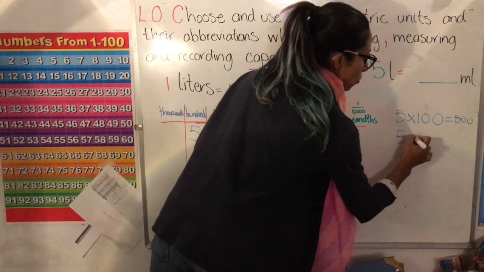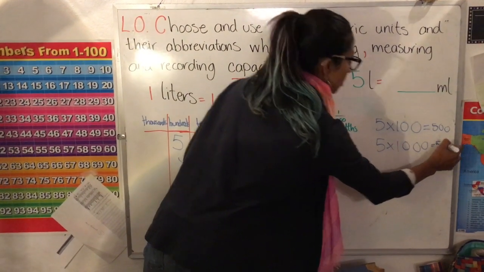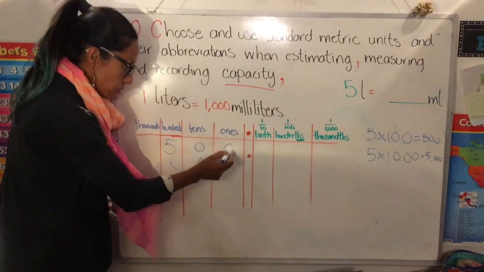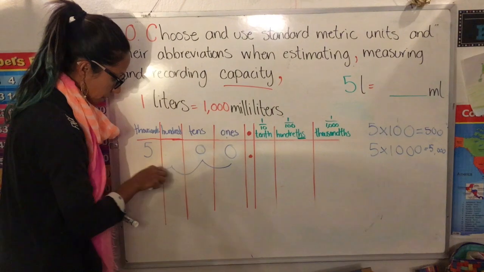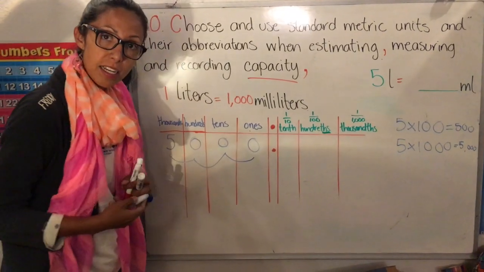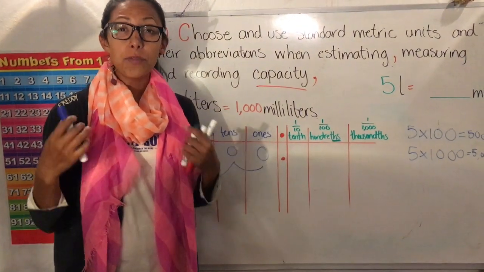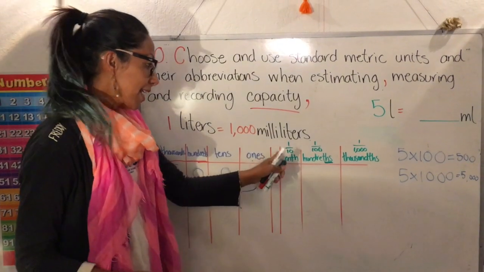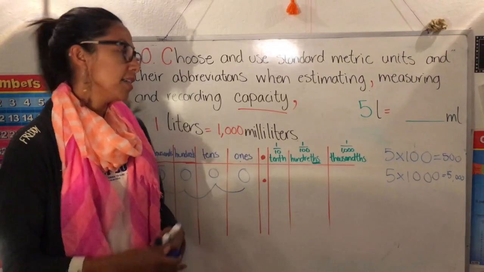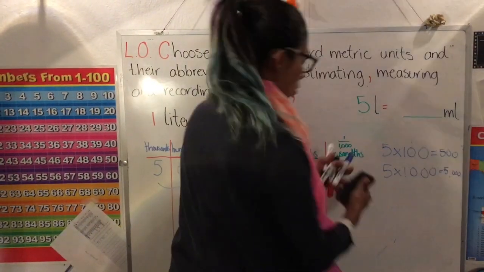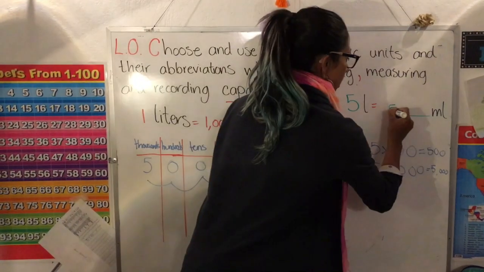5 times 1000 is 5000, which means that it goes from the ones to the thousands. What is moving here? The number is becoming bigger. And it's very important that you get to understand that. The decimal point will stay here forever. It doesn't move, right? The reason I'm explaining this is so you can understand 5 times 1000 is 5000 milliliters.